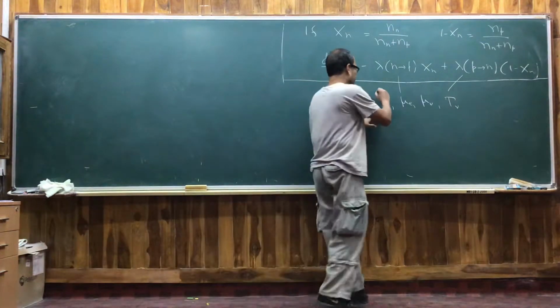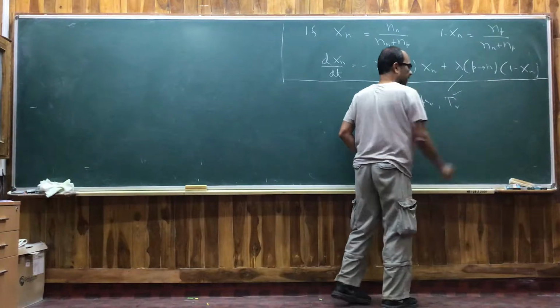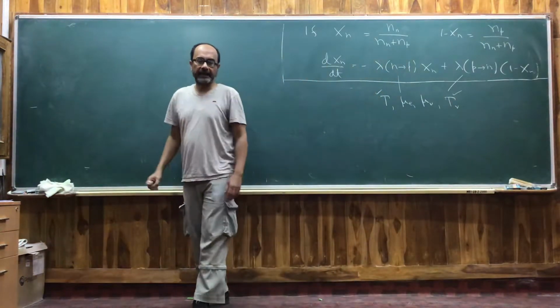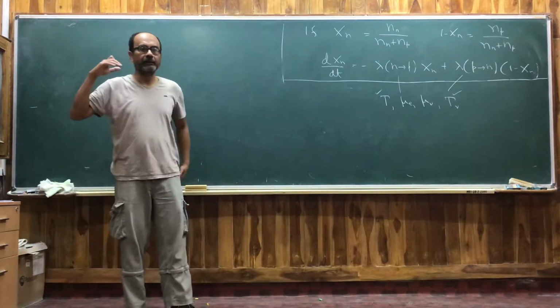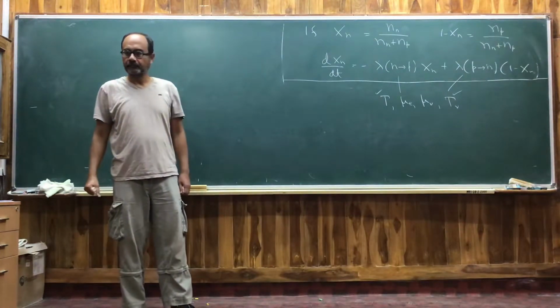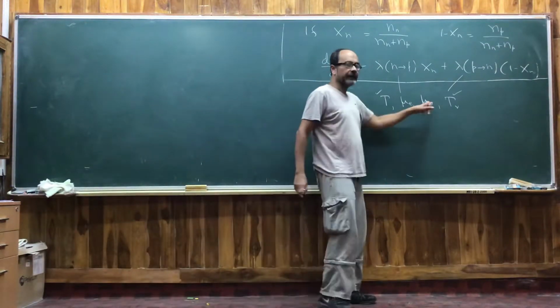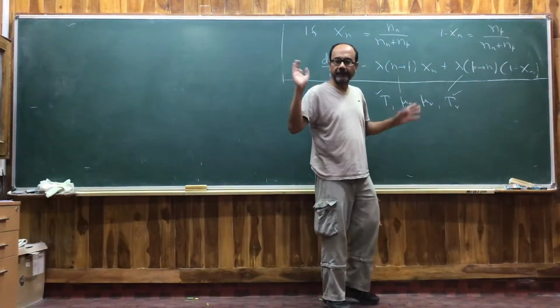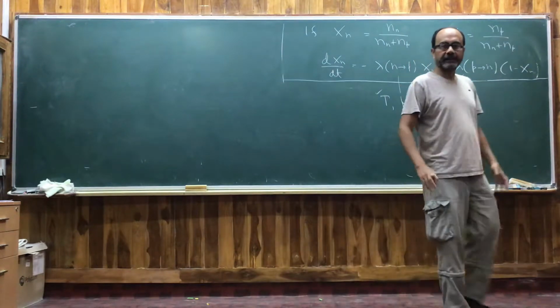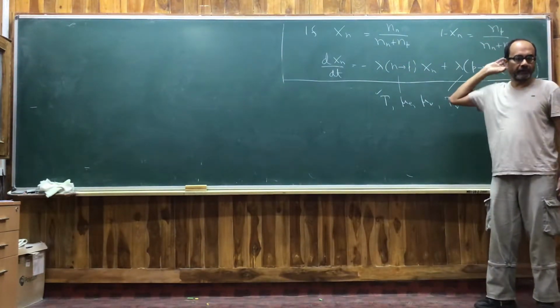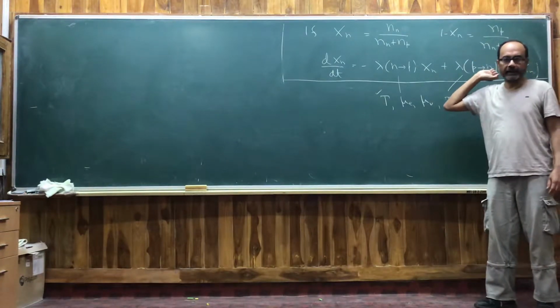These we had already calculated, T and T nu. We gave this detailed analysis of how T and T nu evolve as a function of time. So if these things had not been there, then it's a very simple set of equations: an equation in one variable, dx/dt, where the right-hand side is completely known as a function of x_n. So you just integrate it numerically.